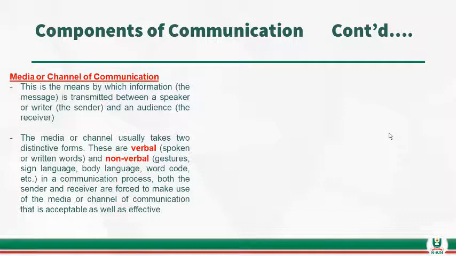The third one is the media or channel of communication. This means the way in which the information is transmitted to the receiver. The media or channel usually takes two distinct forms. These are verbal, spoken or written word, and non-verbal, gesture, sign language or symbol. These are the means by which information can be passed. Information can also be passed through technology like computers, or media like television, in any way information can be passed from the sender to the receiver.